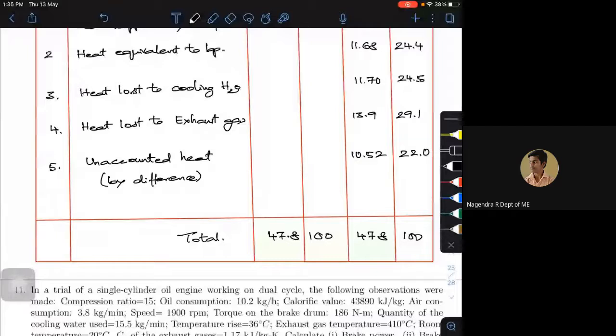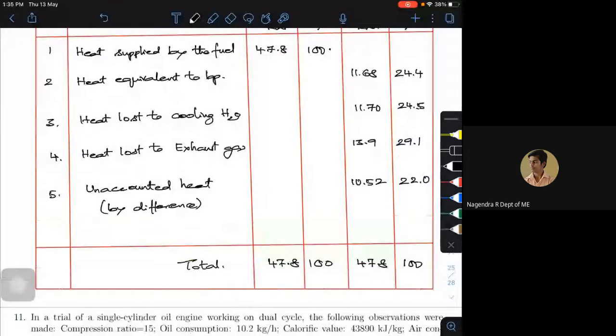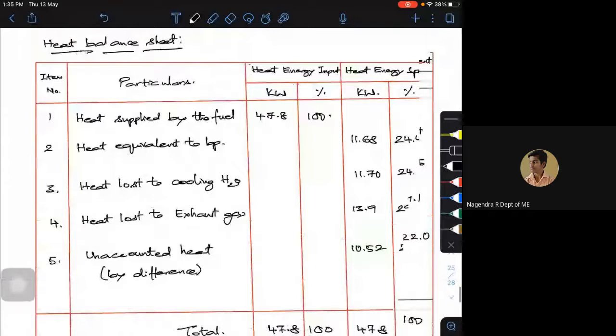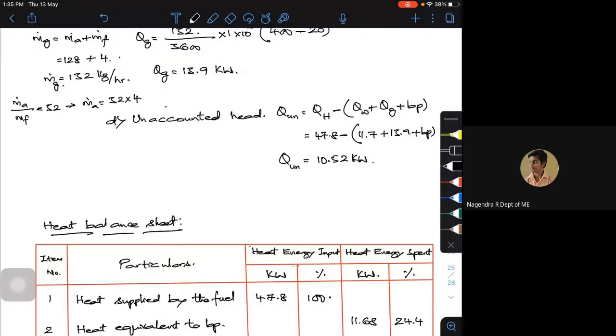Yes, correct. Yeah, BP we missed out. So BP you have to add it. So it's heat loss due to heat equivalent to BP. So here it is in kilowatts. So it is 11.68. So that's why you'll get it as 10.52. So now it's matching. It has to match.